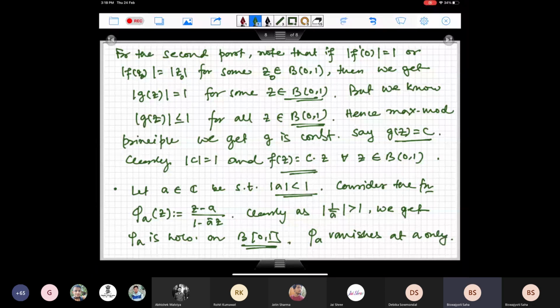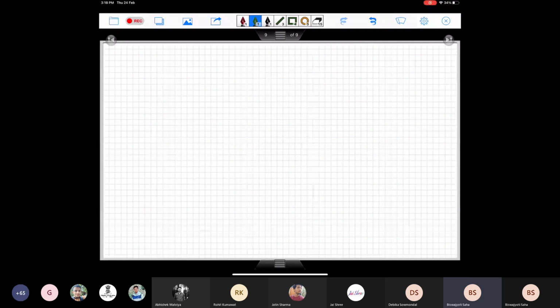And now you can also notice that this phi actually has an inverse. I am not going to check this, but you can check that phi a composed with phi minus a is going to be the identity, that means z going to z, and phi minus a composed with phi a is also the identity. So this phi a is an injective function on the unit disk. Of course, if mod of a is less than 1, mod of minus a is also less than 1, so you can also consider phi minus a, and it turns out that they are inverse to each other.